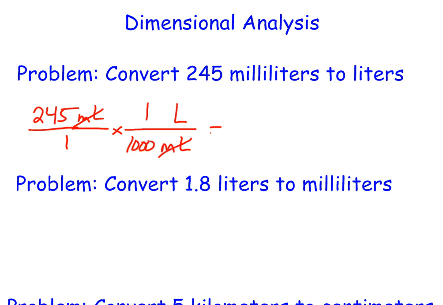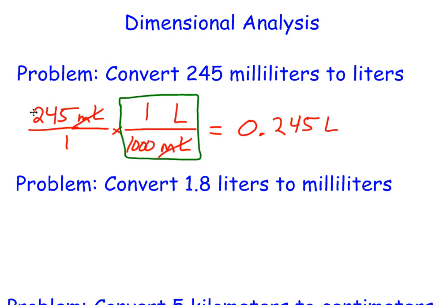And then all we would do is get out a calculator and do the calculation, and we would get 0.245 liters. So this part right here, that 1 liter over 1,000 milliliters, is a conversion factor. It's like a tool that we're going to use to change from milliliters to liters. Notice that we can use that same tool in the next one.